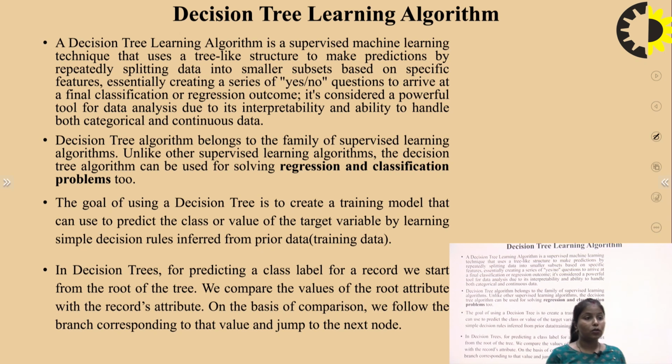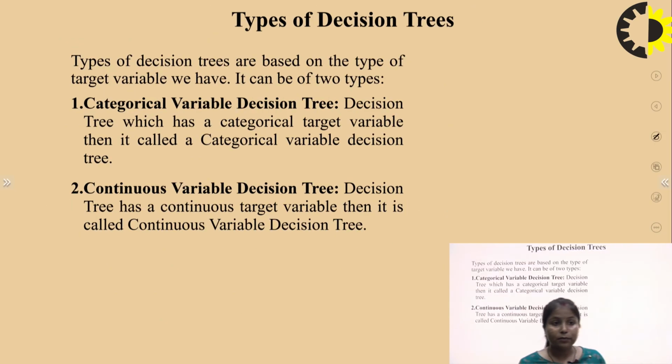So the goal of using a decision tree is to create a training model that can be used to predict the class or value of the target variable, by learning simple decision rules inferred from prior data or training data sets. The types of decision tree are two: categorical variable decision tree and continuous variable decision tree. If a tree has a categorical target variable, it is called a categorical variable decision tree. If it has a continuous target variable, it is called a continuous variable decision tree.